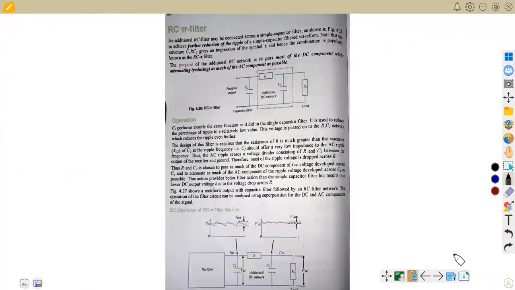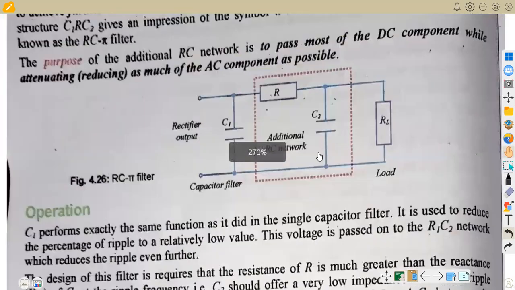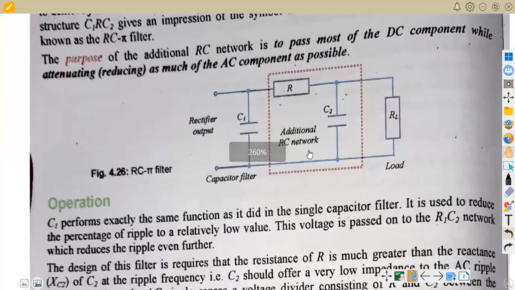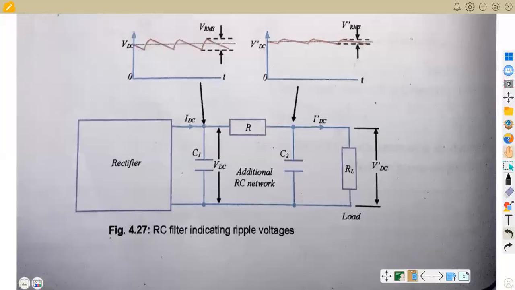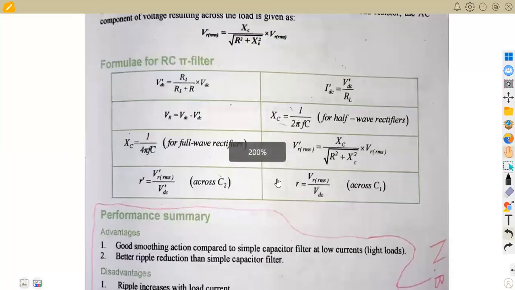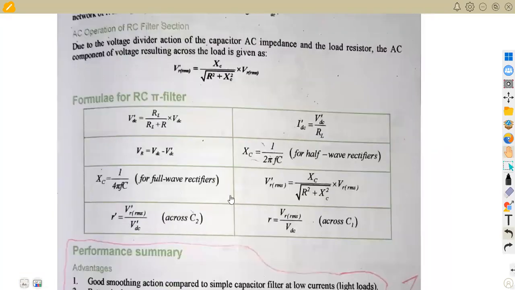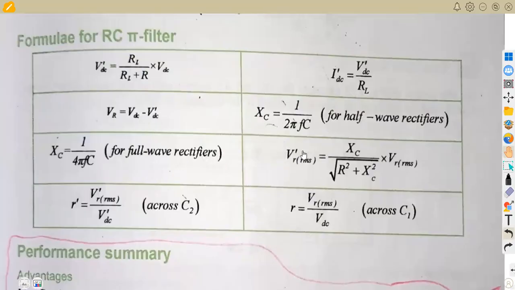I want you to see something here. This is the part that you're talking about, an RC filter here, which is our circuit, and also given the purpose and operation and so forth. If I want us to consider the calculations, I want us to explain this formula that we are given. This is the formula for an RC pi filter. Here we are given all of the formulas that we need to consider as we are dealing with an RC pi filter.